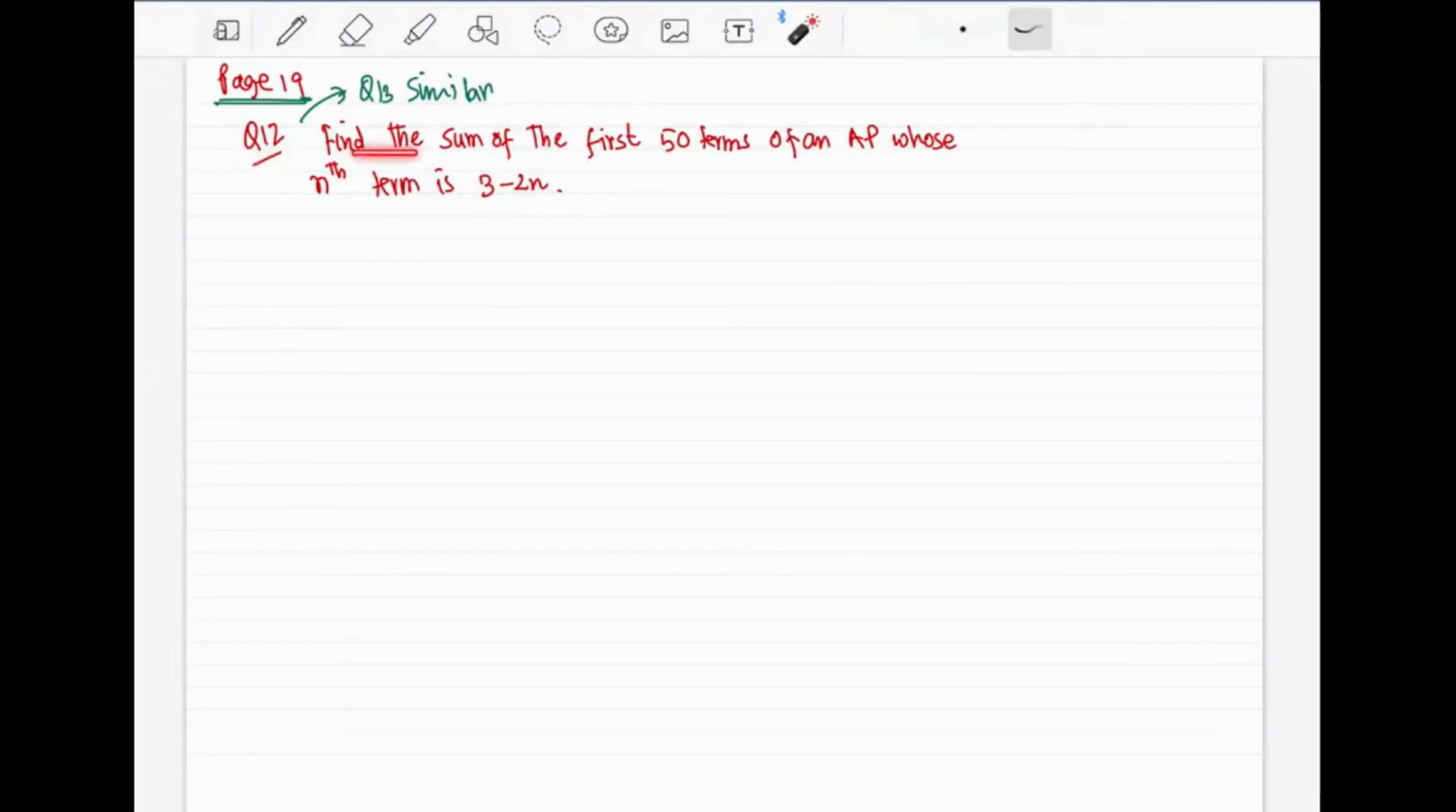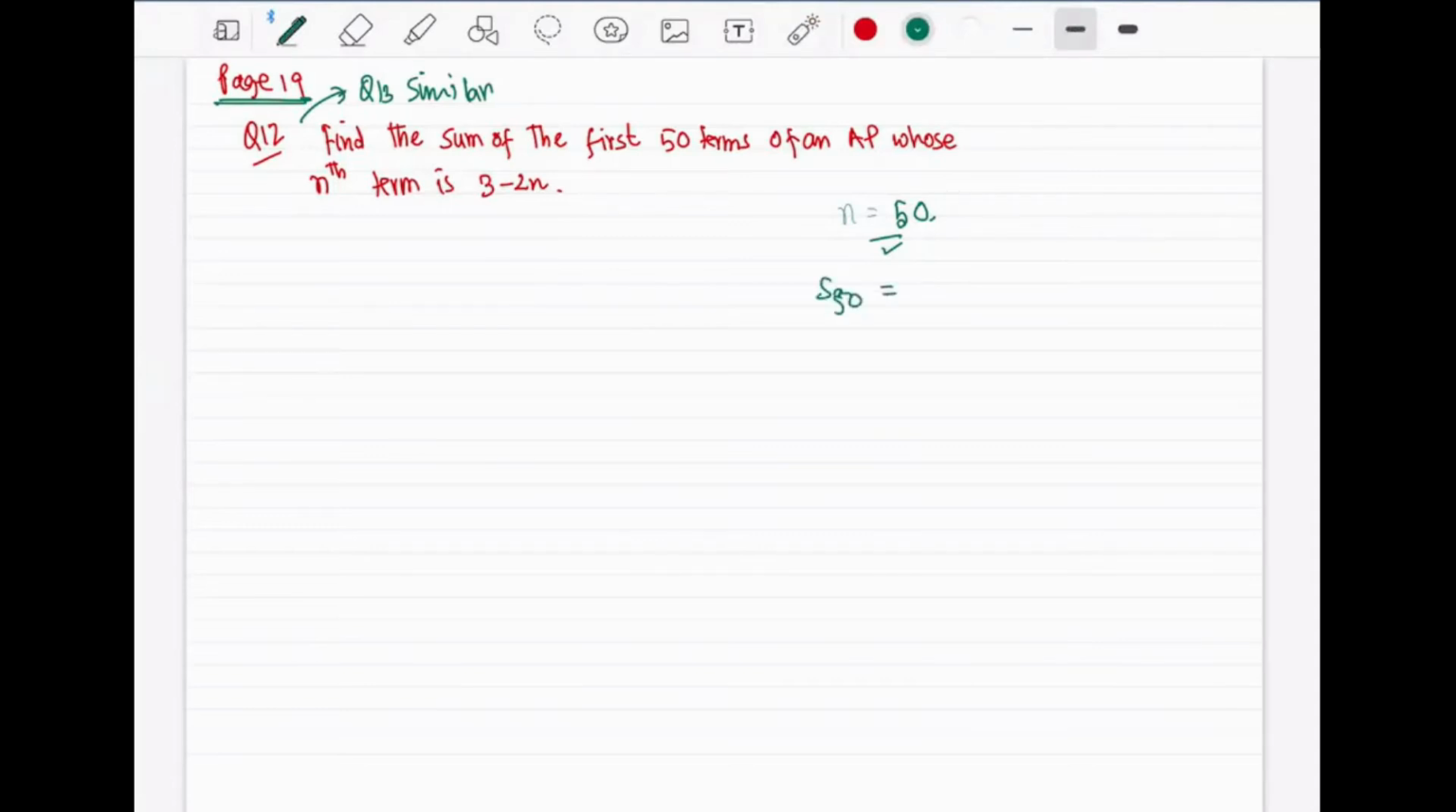It's saying find the sum of the first 50 terms of an AP whose nth term is given as 3 minus 2n. Okay, look. We have to find the sum of the first 50 terms. The number of terms is given as 50. But here, instead of giving you the arithmetic progression, you are given the nth term. From this nth term, I believe you can find out the first term, second term, third term, and so on. Very easy.